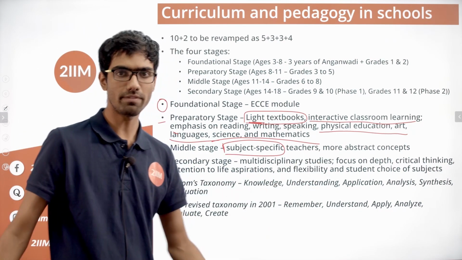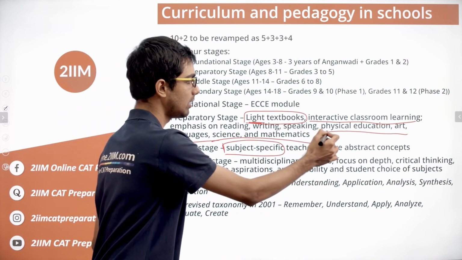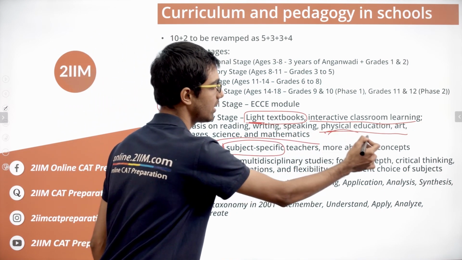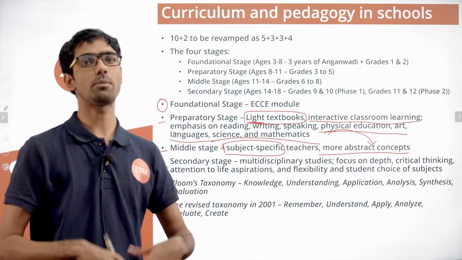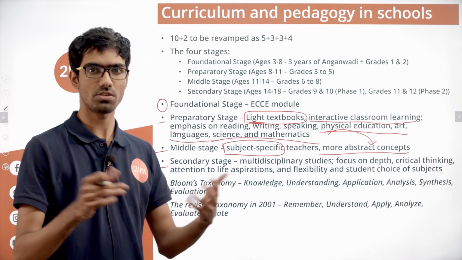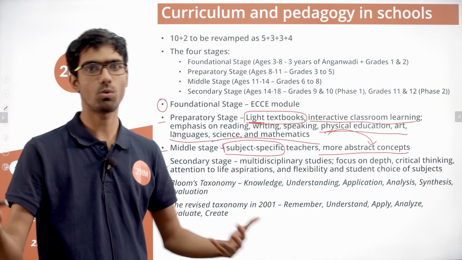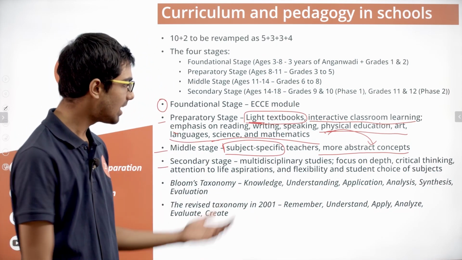More abstract concepts, that we know, these are mostly play based, and these improve the physical education part and all that, improve the cognitive aspect of the students, and that lands up here. Prepare them for learning more abstract concepts. For example, if I say a longitudinal wave, a transverse wave, you need to be able to understand what the basics of that are. So that's one thing. The next is secondary stage, multidisciplinary studies.